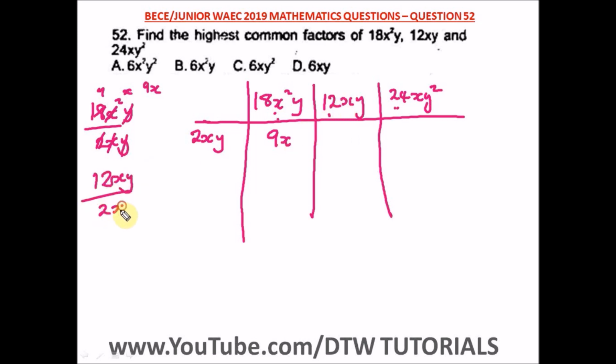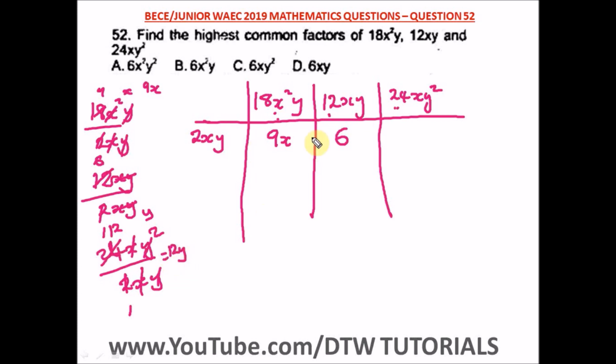Now 12xy divided by 2xy. This xy will cancel out this xy, and 2 in 12 is 6. So we are left with 6. Here we have 24xy squared divided by 2xy. This x will cancel out this x. Y will cancel out 1y here. We're left with 1y. 2 in 24 will give us 12. So we're left with 12y. So our answer here is 12y.